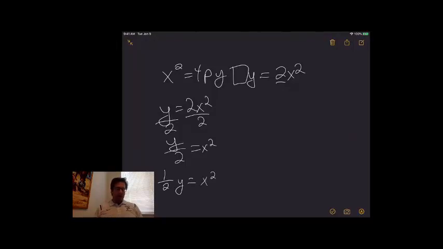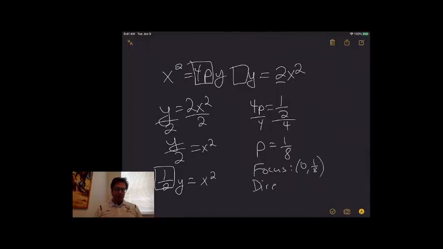Now I have a value here, 1/2, in the position where the 4p is. So I can now set 4p equal to 1/2, and then I'm dividing both sides by 4. So 1/2 divided by 4, that's the same as 1/2 times 1/4. So p now equals 1/8, which means I have a focus at (0, 1/8), and a directrix at y equals -1/8.